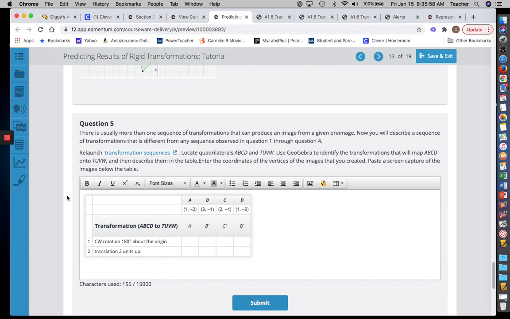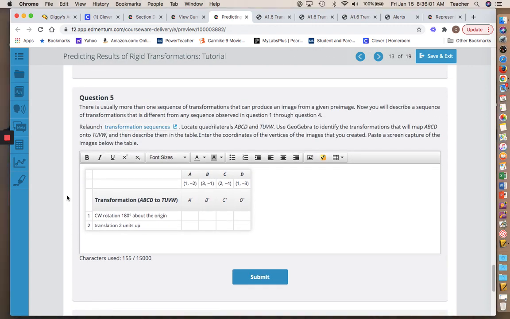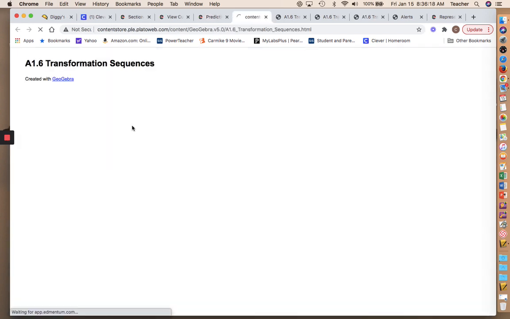Oh my goodness, question number 5. Is this the last one? Yes, thank goodness. Okay, so there are usually more than one sequence of transformations that can produce an image from a given pre-image. Now you will describe a sequence of transformations that is different from any sequence observed in question 1 through question 4. Read launch transformation sequences.